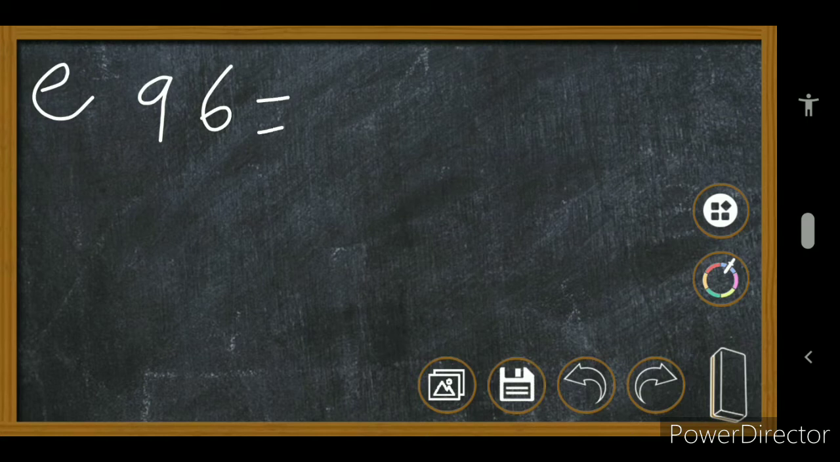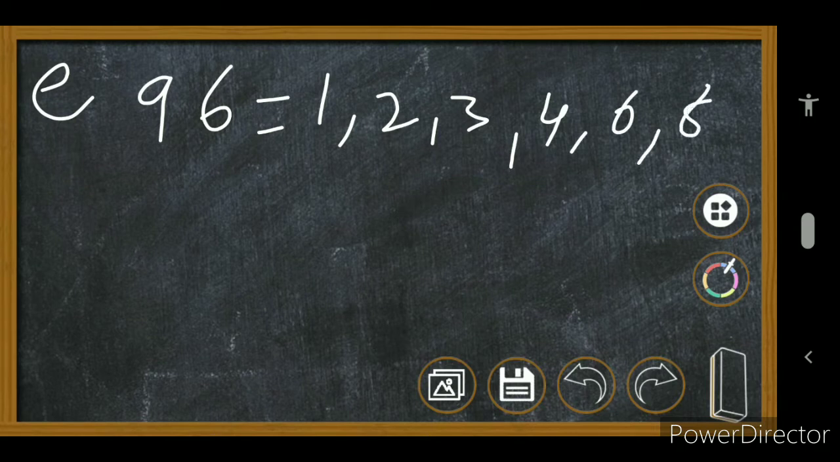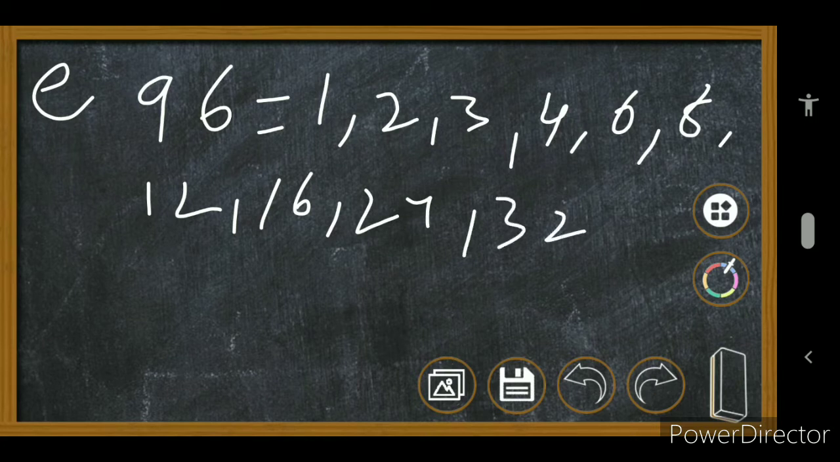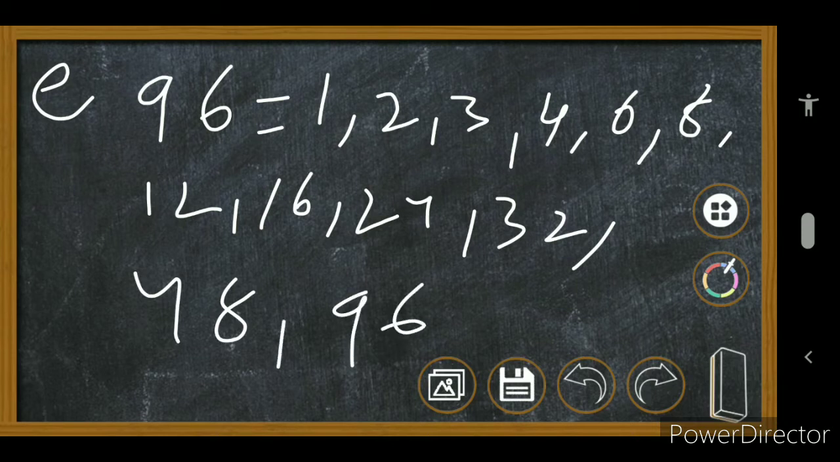Next is E. So we will do E. 96. So the factors for 96 are 1, 2, 3, 4, 6, 8, 12, 16, 24, 32, 48 and last is 96.